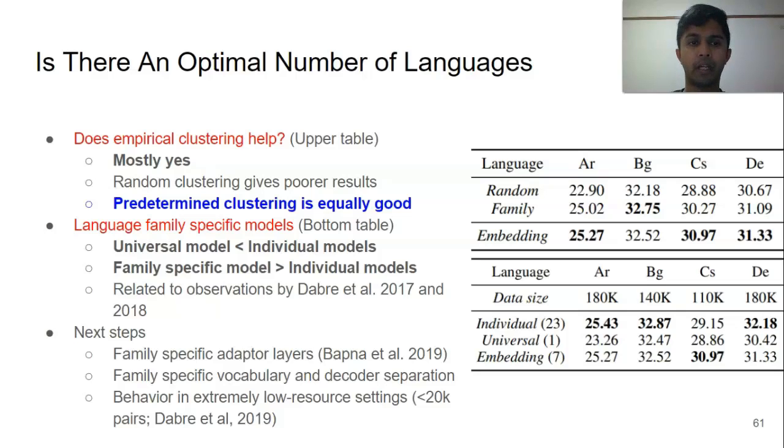So the next step should be to determine whether family-specific adapter layers on top of these family-specific models will be helpful in further improving translation quality or not. Furthermore, would it be nice to have a universal model where most of the components are shared but have family-specific vocabularies and certain components in the decoder being separated according to language families? And it would be very interesting to determine whether this kind of behavior will also be observed in extremely low resource settings or not. By extremely low resource settings, I'm talking about having fewer than 20,000 training sentence pairs.